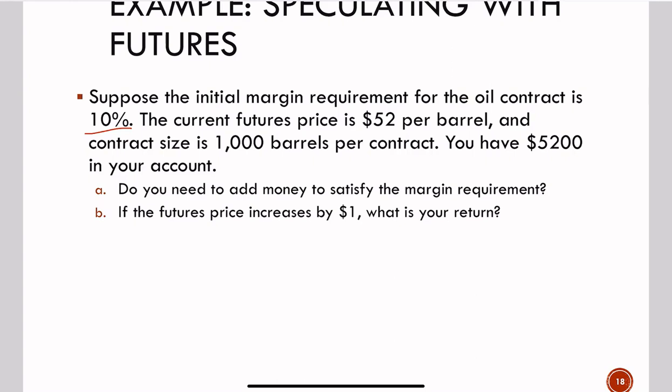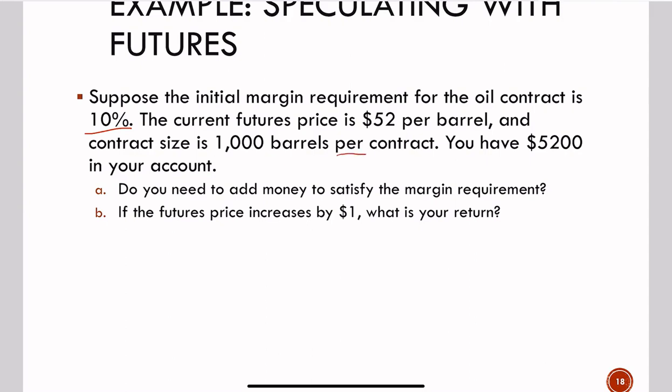And you have $5,200 in your trading account. Now first, do you need to add money to satisfy the margin requirement? Well, this should be easy, right? You guys have done this type of question several times, right?